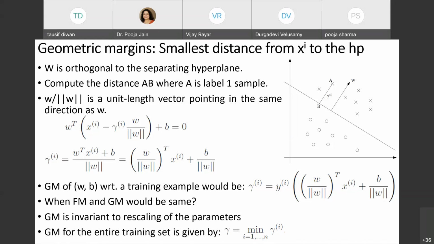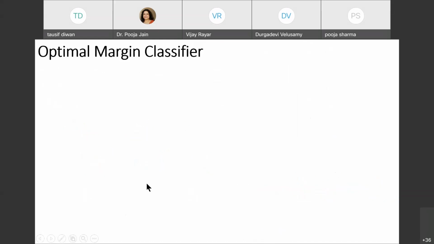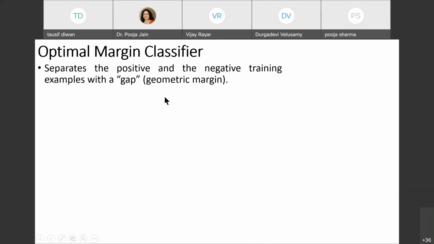Based on these two, the functional margin and geometric margin, now we can define the optimal margin classifier for the SVM. What is our aim? Before jumping to the objective function of SVM, we want to separate the positive and negative training examples with a gap. We want the geometric margin to be maximum.